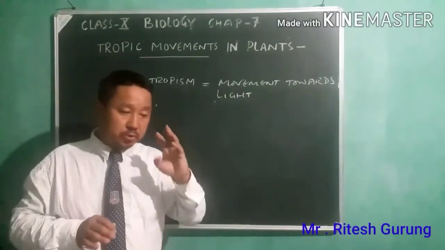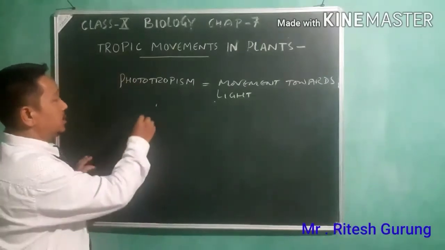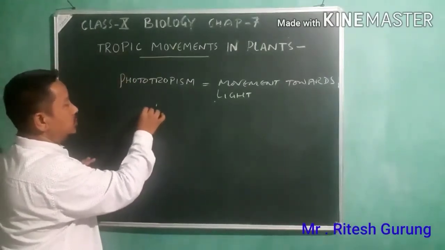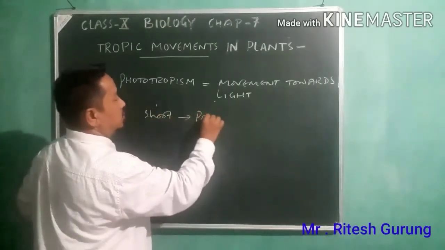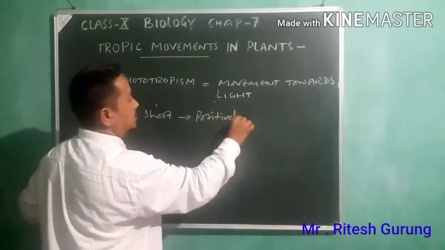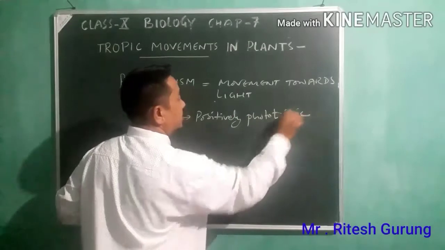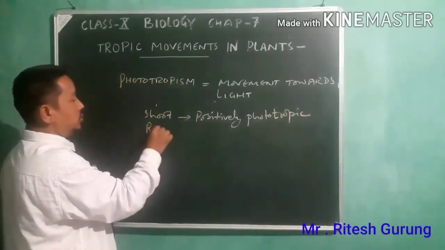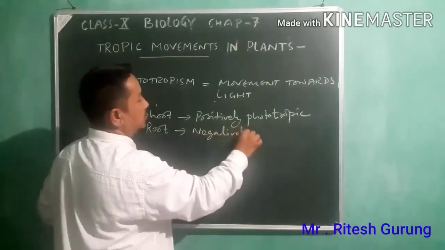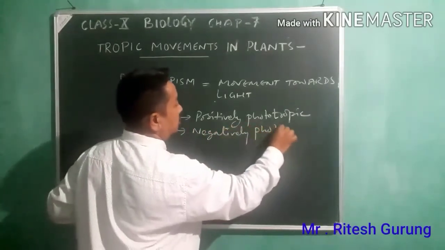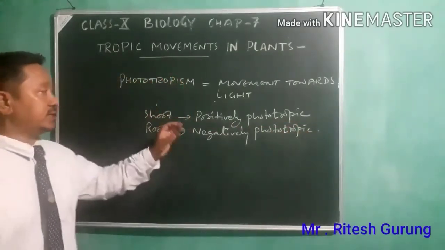Okay, so these two movements or the responses are called like this. You see here, one is shoot system. Shoot is positively phototropic, and root is negatively phototropic. Okay, see here, two different kinds of movements here.